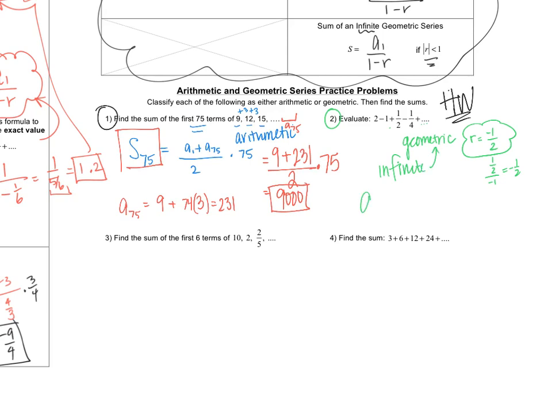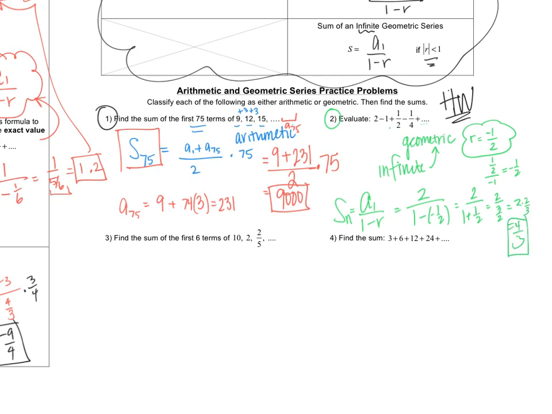And if I want to find the sum of that, I need to just know my first term over 1 minus r. So my first term is 2. I'm going to divide by 1 minus that -1/2. That's 2 over 1 plus a half, 2 over 3/2, which will equal 2 times 2 over 3, which will be 4/3.